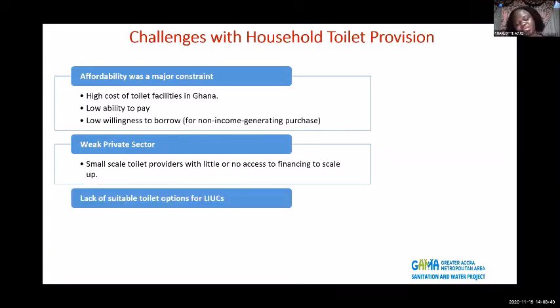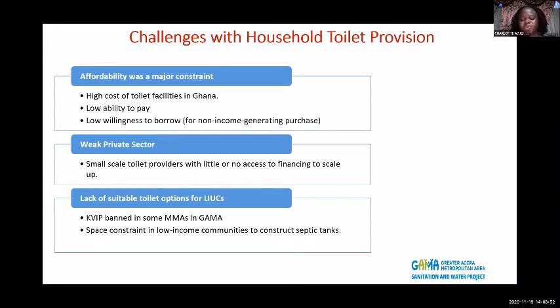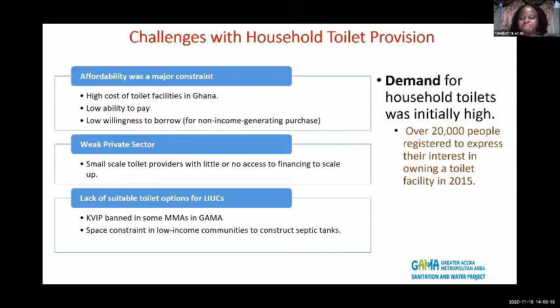And then also lack of suitable toilet options for these low-income communities. In the Greater Accra metropolitan area, the bylaws or the city laws do not accept KVIP, and therefore, with the spaces we have, they cannot construct septic tanks. So most of the people rely on public toilets just because of these challenges. The demand for household toilets was initially high, but when we registered the people, they would register that they want toilets, but they would not come forward for it.